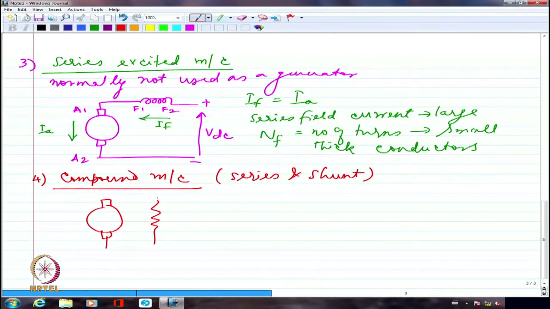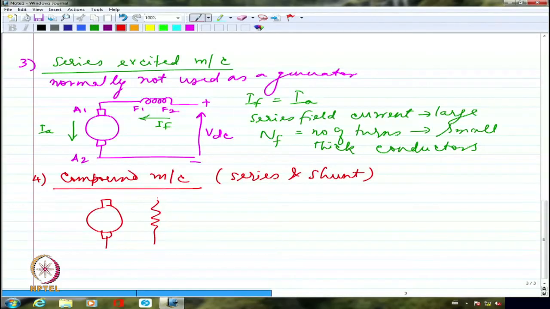That means I am loading the machine more. If I am connecting a larger resistance, I am going to demand only a smaller current. So larger resistance means loading less. Smaller resistance means loading more, in the case of a generator. Please understand this, right? It doesn't mean that if I increase the resistance, I increase the load. No. When I increase the resistance, I decrease the load. I decrease the power demanded.